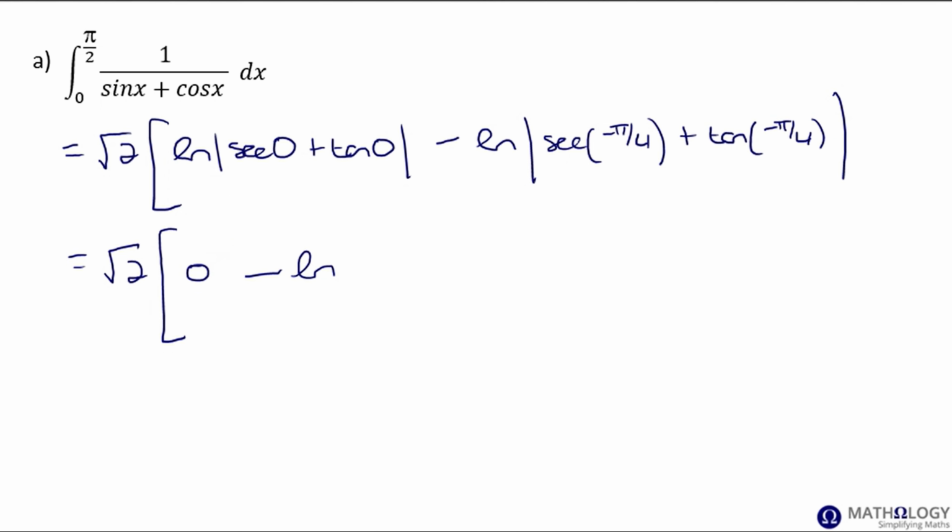Minus ln sec minus pi by 4 plus tan minus pi by 4. Cos minus pi by 4 is in the fourth quadrant. Cos is positive there, as its reciprocal sec will be. Cos minus pi by 4 is 1 over root 2. So sec minus pi by 4 is the reciprocal of 1 over root 2, which is just root 2. Tan minus pi by 4: tan pi by 4 is 1. In the fourth quadrant, where minus pi by 4 lies, tan is negative, so we'll have negative 1.